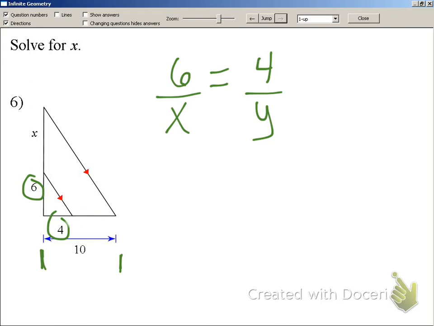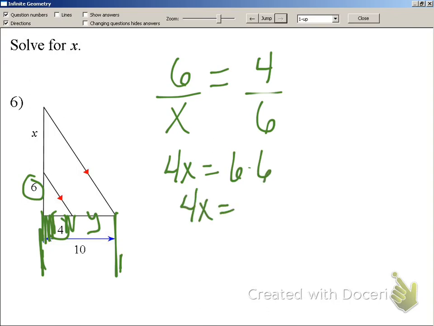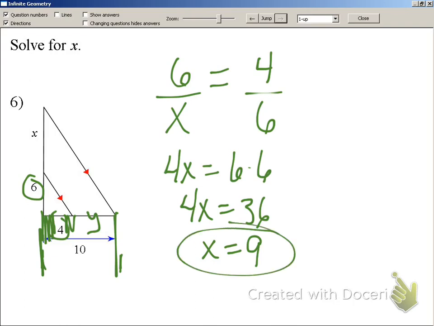Now, to some of y'all, that is confusing. Can I figure out what Y is? Yes. If I know the whole side is 10 units and only part of that is 4, what's left over? Y equals 10 minus 4, which is 6. So I solve for x. 4x equals 6 times 6. 4x equals 36, or x equals 9. So sometimes you may have to do a couple of steps before you can even set up your proportion because of the parts that they give you.